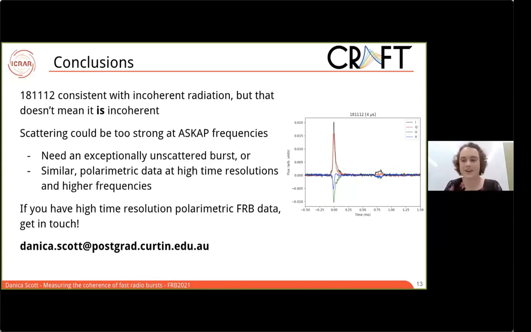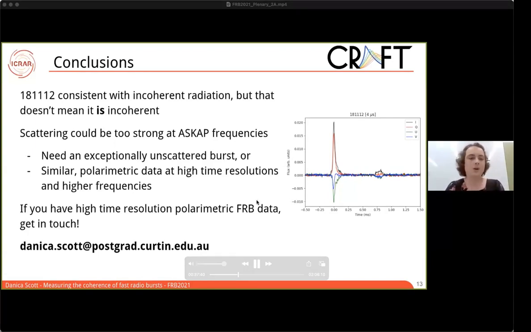ASKAP is finding more FRBs, and maybe one of them will be unscattered enough in order to detect coherence in it. Or you can apply this method to similar polarimetric data at high time resolutions and higher frequencies, so that you have less of a problem with scattering. But it is really important that the data is polarimetric and at high time resolutions. The higher, the better.